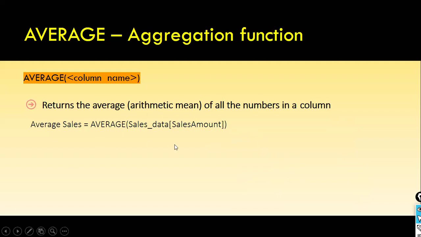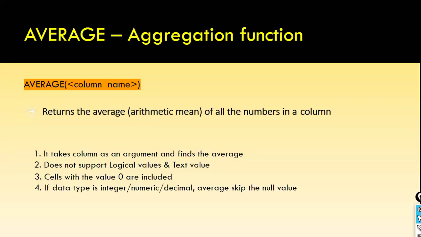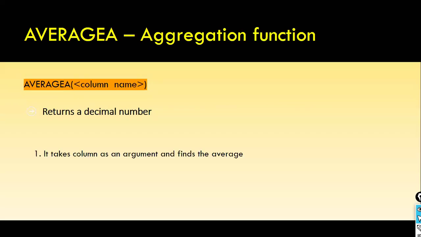It will not work with the text and Boolean data type. That's all, guys. Next one is the average A function. It works with all the data types. Unlike your average function, average A function works with all the data types. It supports logical values. So you might be wondering how come, it's an average function at the end of the day. How come it works with all the data?